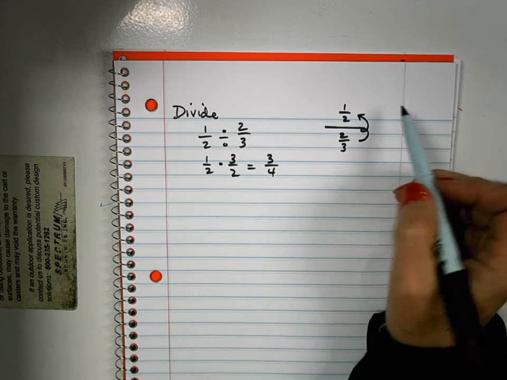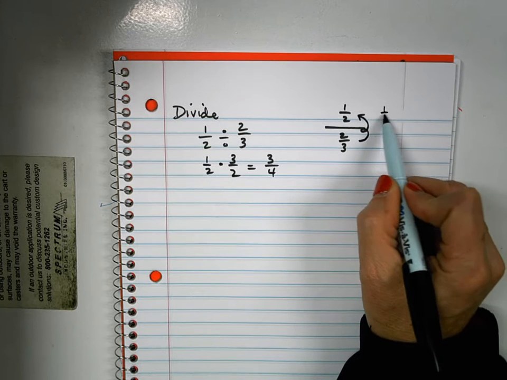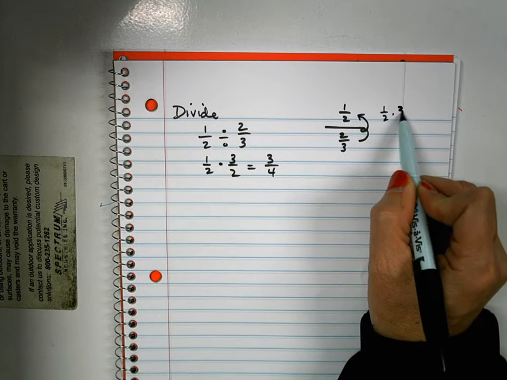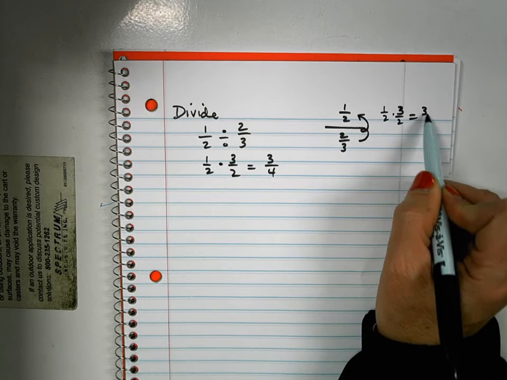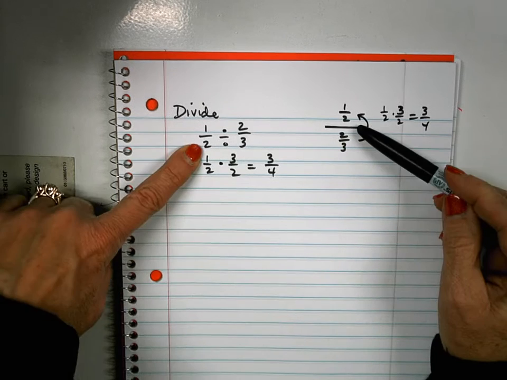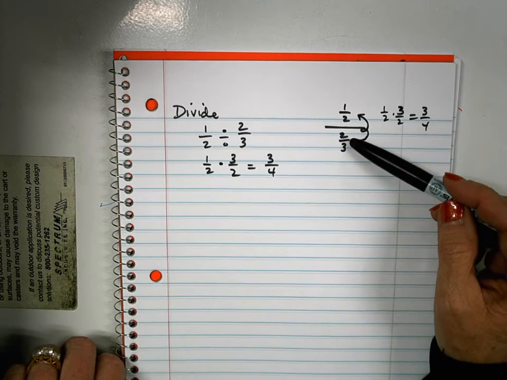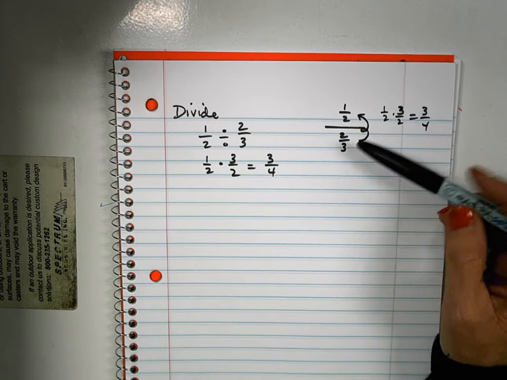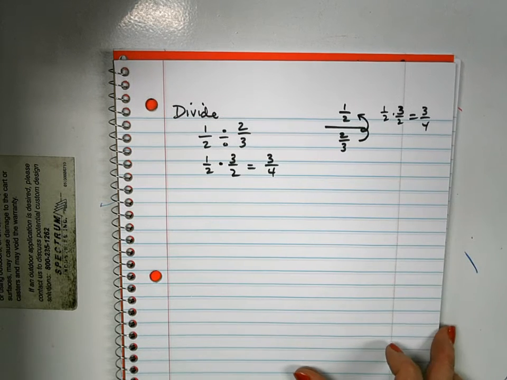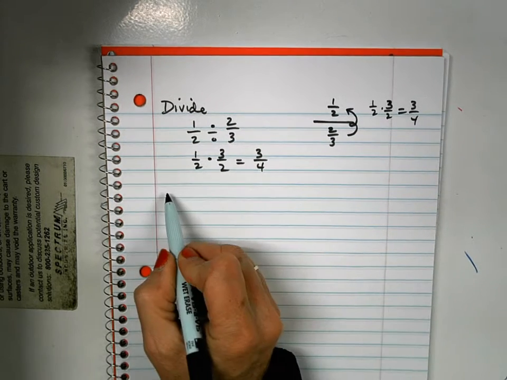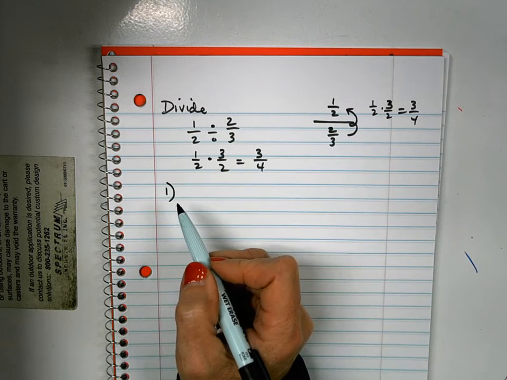Flip it over and multiply. So it'd be 1/2 times 3/2. Flip it over. Same answer. So again, these two mean to do the same thing. So flip the second. Flip what you're dividing by, or what's down in the denominator, that's what you multiply by the reciprocal of. Okay, so directions are going to be to divide these rational expressions.